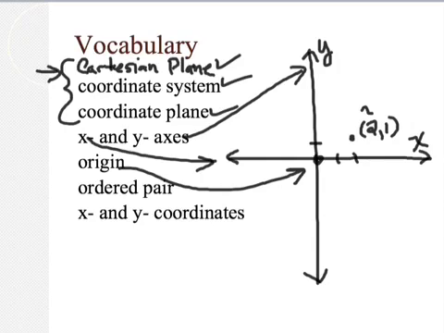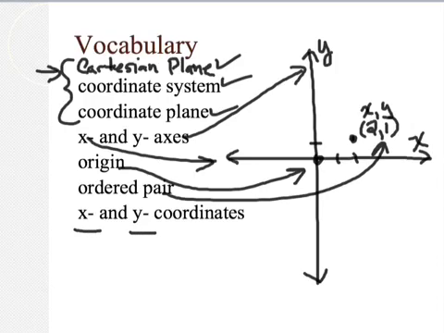Notice x always comes first and y always comes next. (2, 1) is the ordered pair that is used to refer to that particular location. And finally, x and y coordinates are listed as you see here. The first term of an ordered pair is the x-coordinate, and the second term is the y-coordinate.